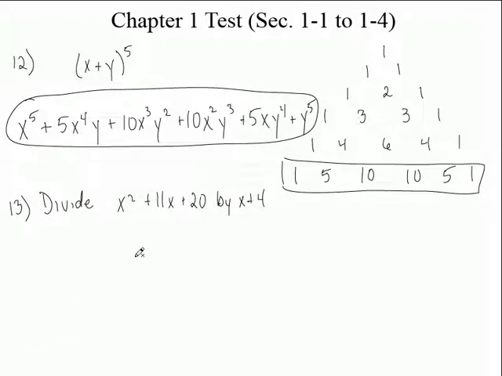Okay, now we're going to do a division problem. It says to divide x squared plus 11x plus 20 by x plus 4. We're going to write this as a long division problem. Put the x plus 4 on the outside, and then we'll put this inside. So that's going to be x squared plus 11x plus 20. And now you work this as you would a regular long division problem.